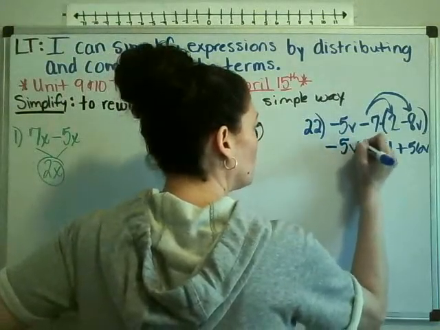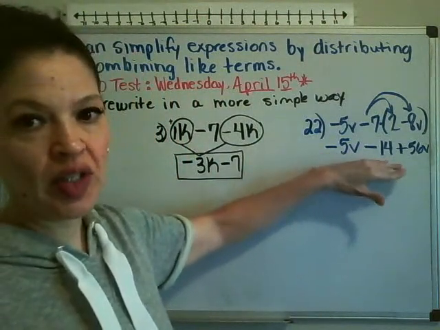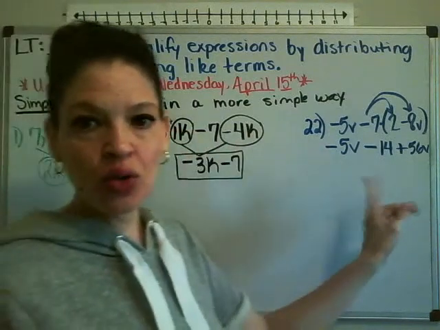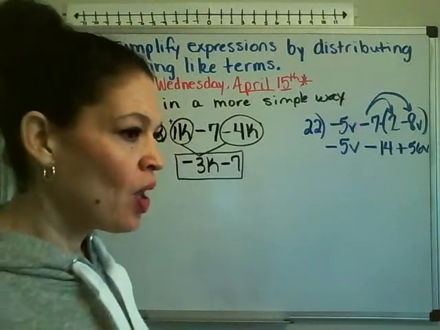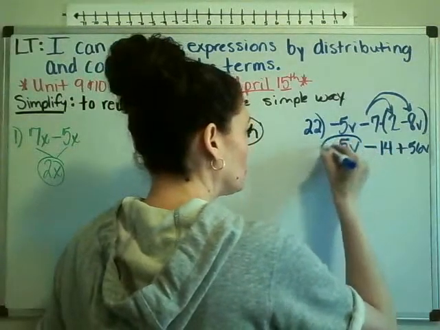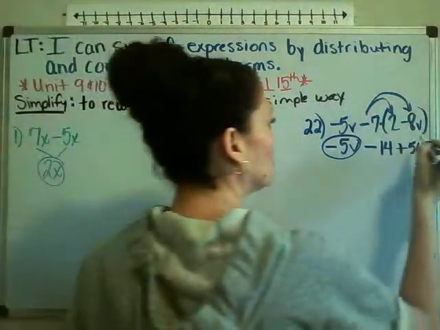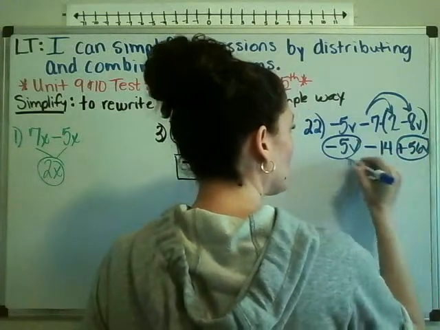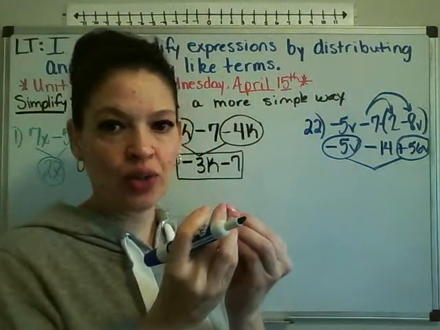Now that we have distributed that, we can go ahead and bring down the negative 5v. Negative 5v. Okay, at this point, this expression looks very similar to number 3. Okay, so think about what can you group together? What can you put in one group and just give one value for it? All right. So that negative 5v can be grouped with that positive 56v. We're going to group it together and give one value.